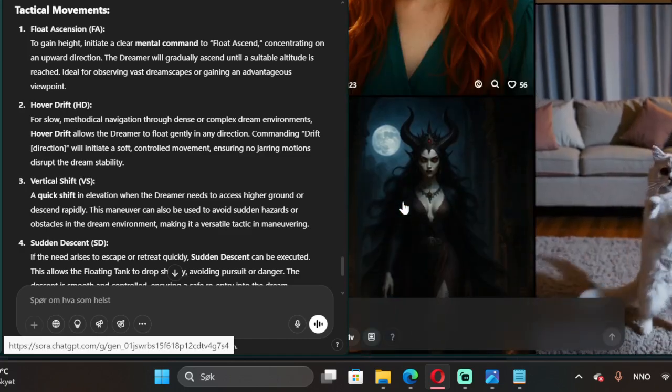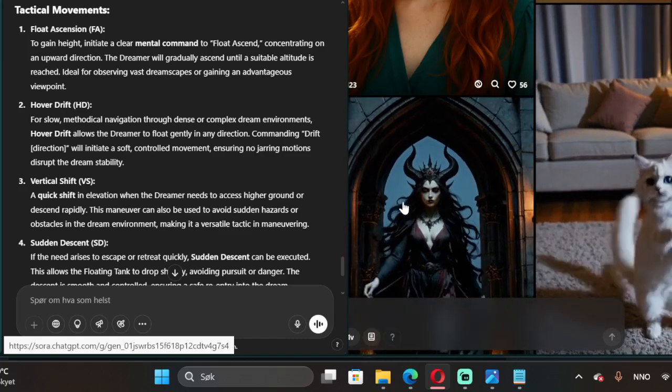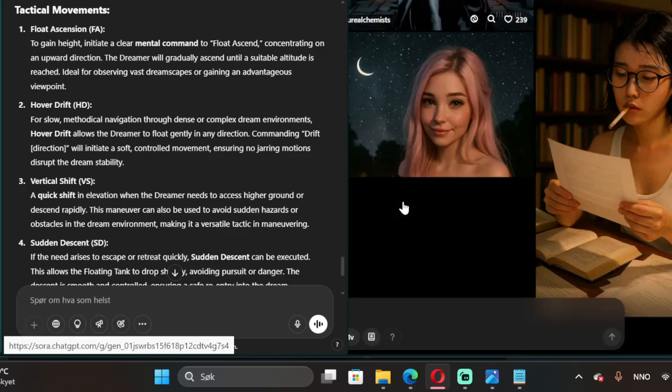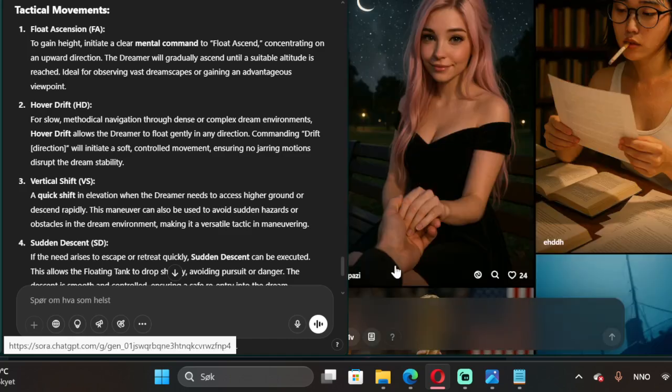2. Hover drift, HD. For slow, methodical navigation through dense or complex dream environments, hover drift allows the dreamer to float gently in any direction. Commanding drift direction will initiate a soft, controlled movement, ensuring no jarring motions disrupt the dream stability.